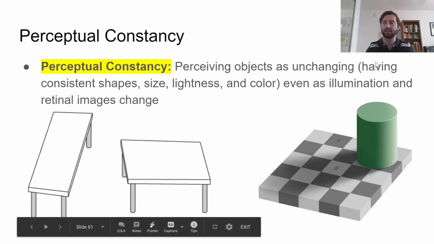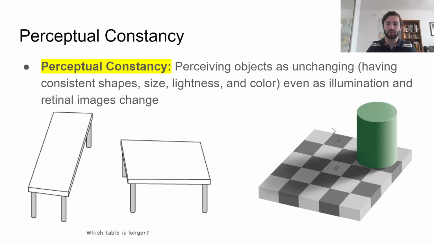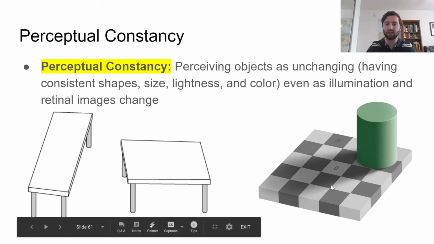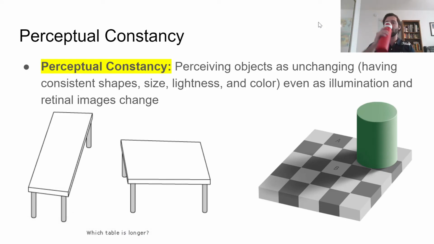Let's do another example that I think is even a little bit nicer. I want you to look at this image here on the right. We've got all this checkered tile floor, a little cylinder, and then tile A and tile B. So my question is, which of the tiles is darker, A or B? Take a few seconds to look at it. Again, which is darker, tile A or tile B?